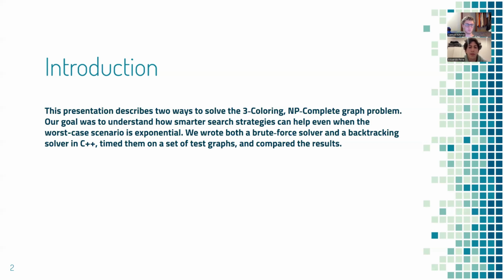This project has a simple question: can a small search tweak turn an exponential problem into something fast enough for everyday graphs? To find out, we wrote both algorithms in C++ and timed them on 16 graphs ranging from 5 to 15 vertices, and then we compared the memory use. Everything we show you, all the code, data, and results, comes from that process.